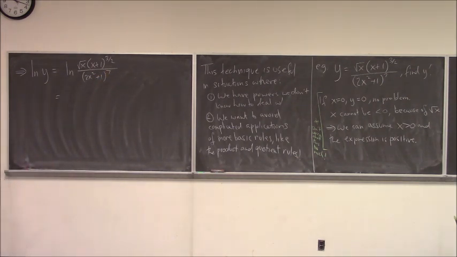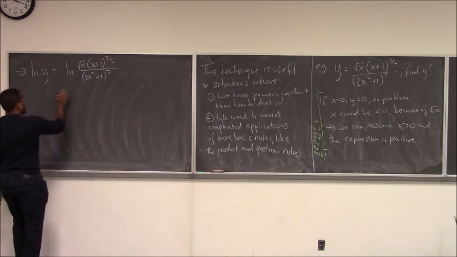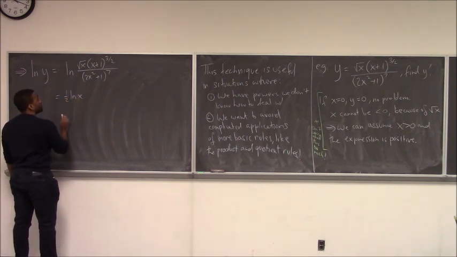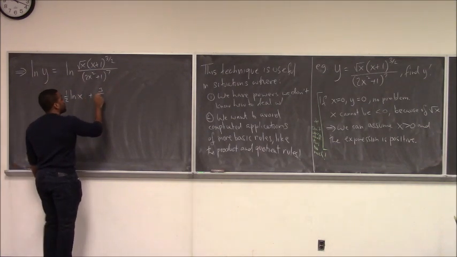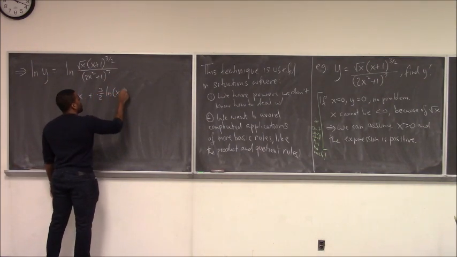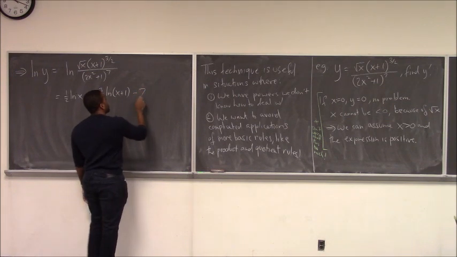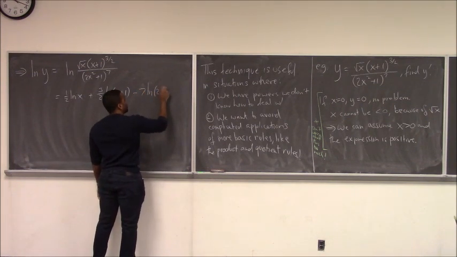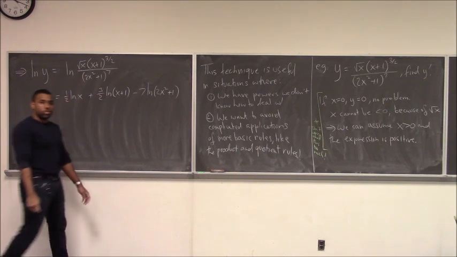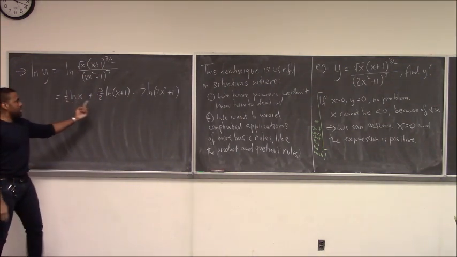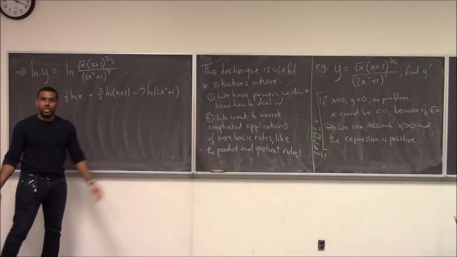Now, what would the right side simplify to? Of x plus 3 halves ln of x plus y minus 7 ln of 2x plus 1. Right. Now, if you look at each of these guys individually, easy peasy.